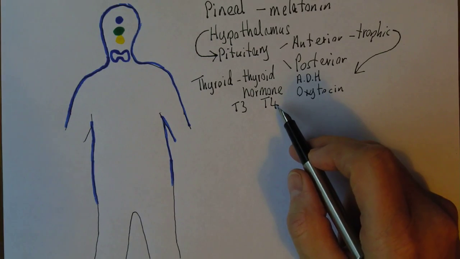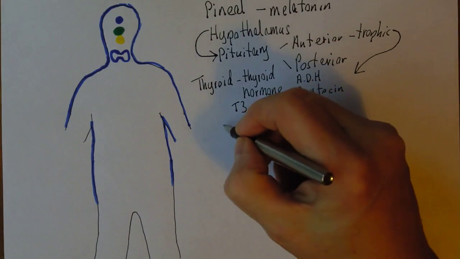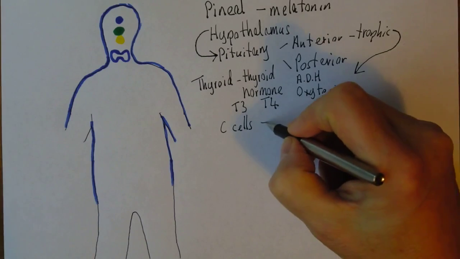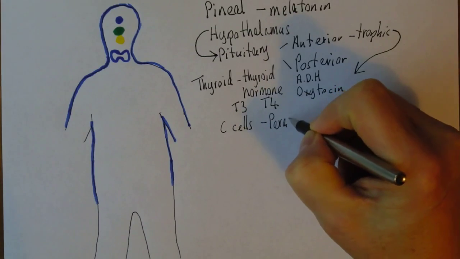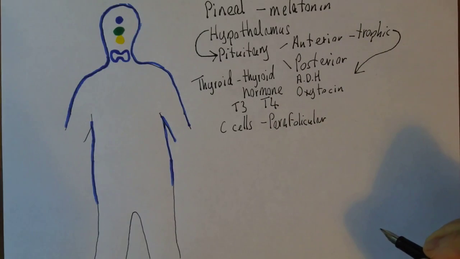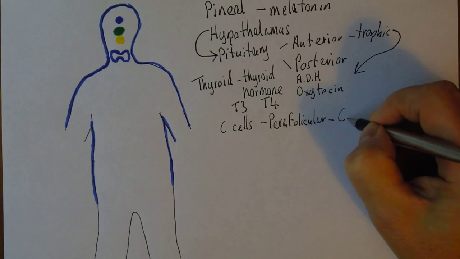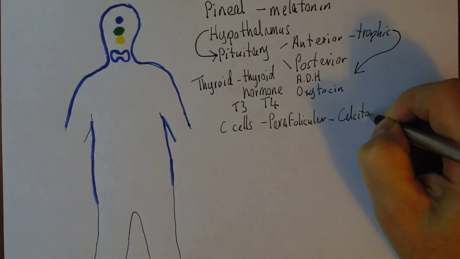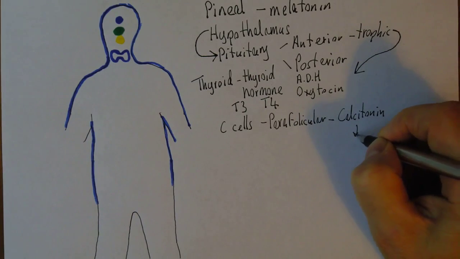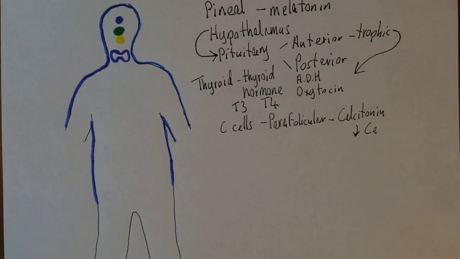And the thyroid gland also contains some cells called C cells, and they produce something called parafollicular hormone. And the parafollicular hormone is also called calcitonin. And that is responsible for reducing the levels of calcium in the blood. Reduces serum calcium, so parafollicular calcitonin.